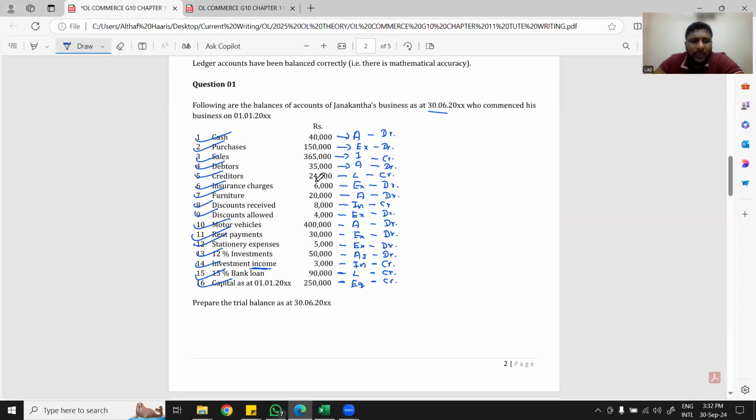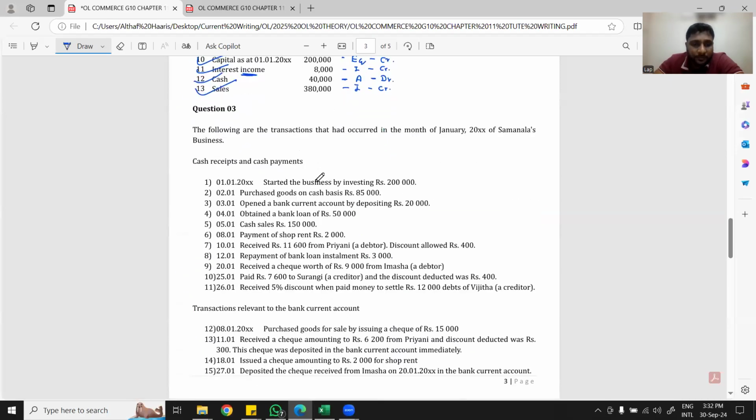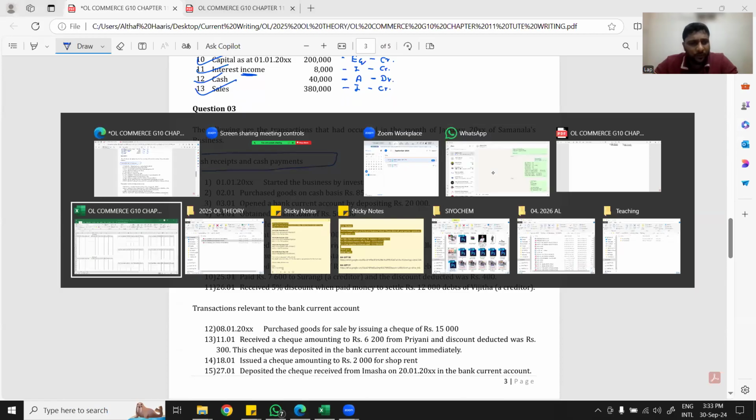Last week we completed 2 questions, and we prepared the format for question number 3. So now we have to do question number 3. Let's start doing it. They have given the cash receipts and cash payments, so let's record them one by one. I'll go to the format.